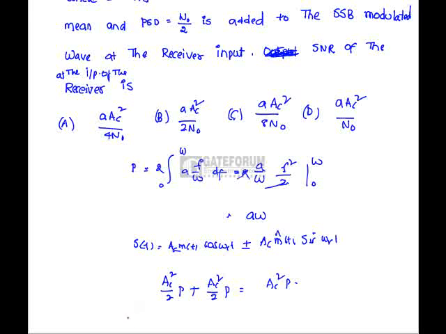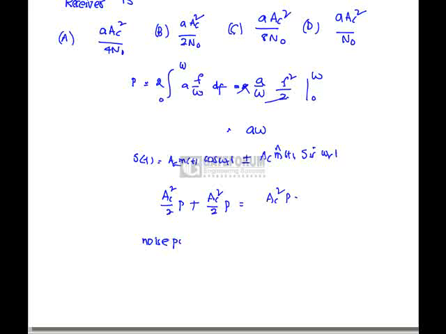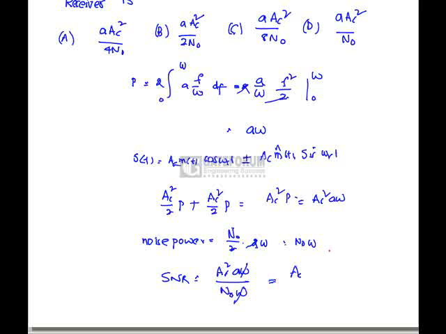Again, the noise power because of the channel is N0 by 2 times 2 omega, that is N0 omega. Here P is the signal power, which is A omega, so Ac square A omega. Now the signal to noise ratio is the signal power Ac square A omega divided by N0 omega. Omega gets cancelled. The signal to noise ratio at the input of the receiver is Ac square A by N0. Hence option D is correct.